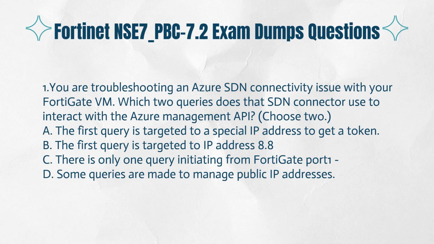1. You are troubleshooting an Azure SDN connectivity issue with your FortiGate VM. Which two queries does that SDN connector use to interact with the Azure Management API? Choose 2. A. The first query is targeted to a special IP address to get a token. B. The first query is targeted to IP address 8.8. C. There is only one query initiating from FortiGate port 1. D. Some queries are made to manage public IP addresses.